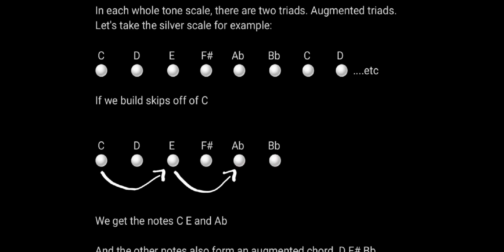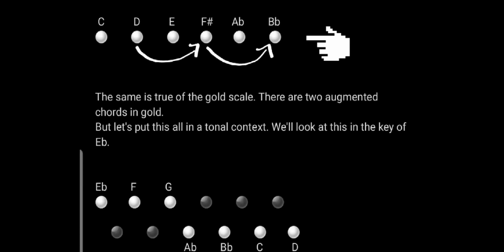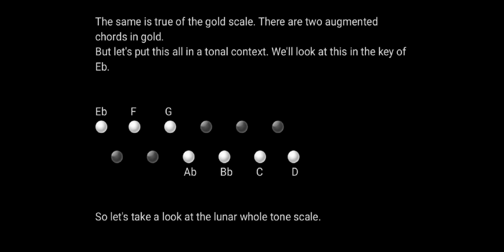In each whole tone scale, there are 2 triads, augmented triads. Let's take the silver scale, for example. If we build a triad with skips from C, we get the notes C, E, and A flat. And the other notes also form an augmented chord, D, F sharp, and B flat. The same is true of the gold scale. There are 2 augmented chords in gold. But let's put this all in a tonal context. We'll look at this in the key of E flat.